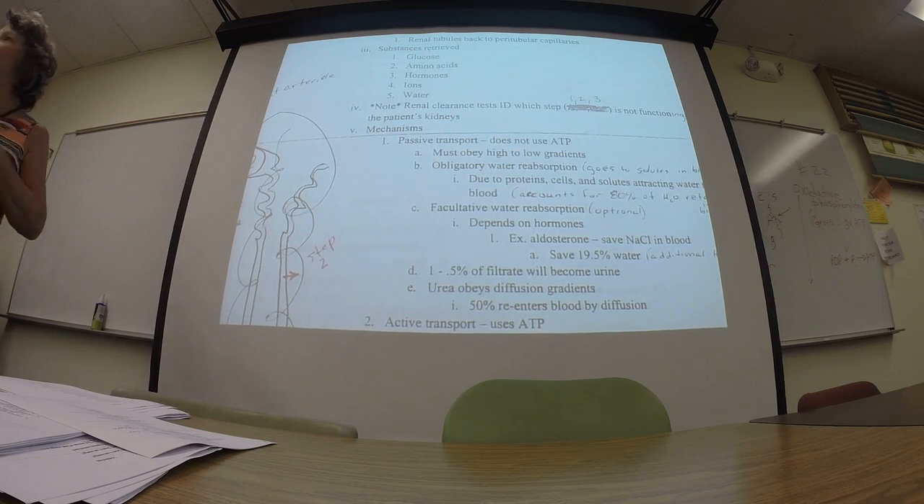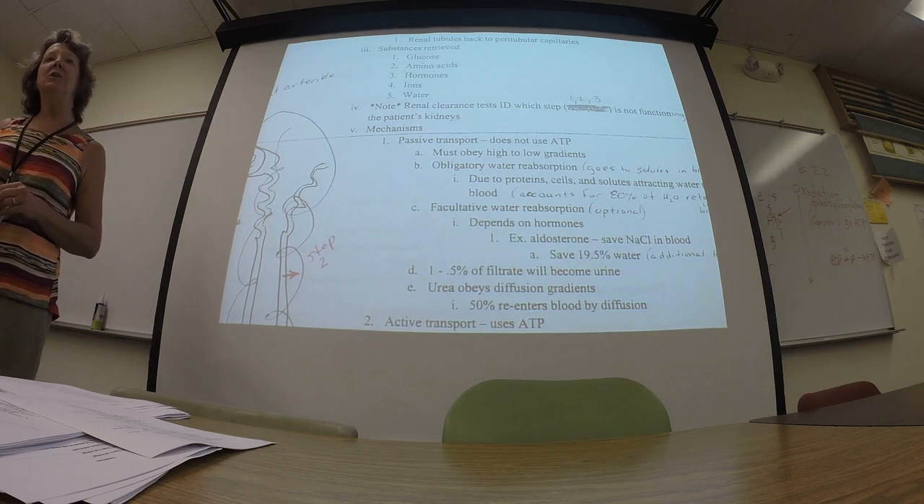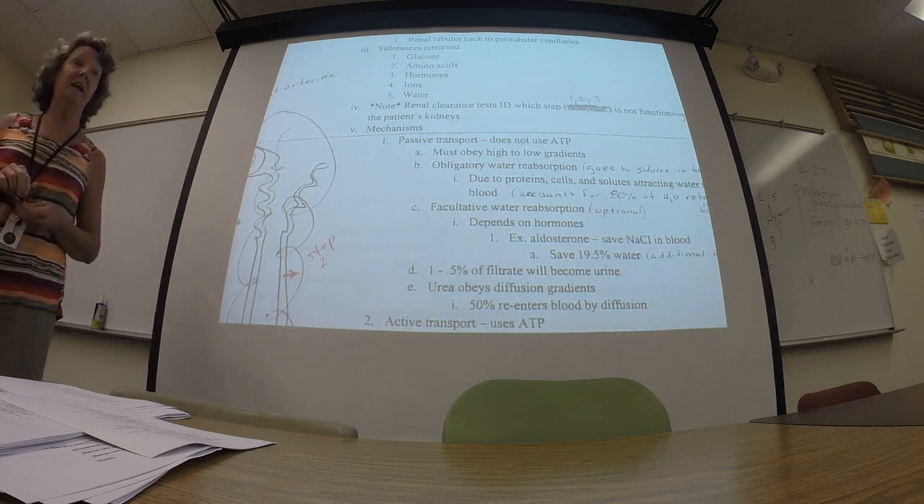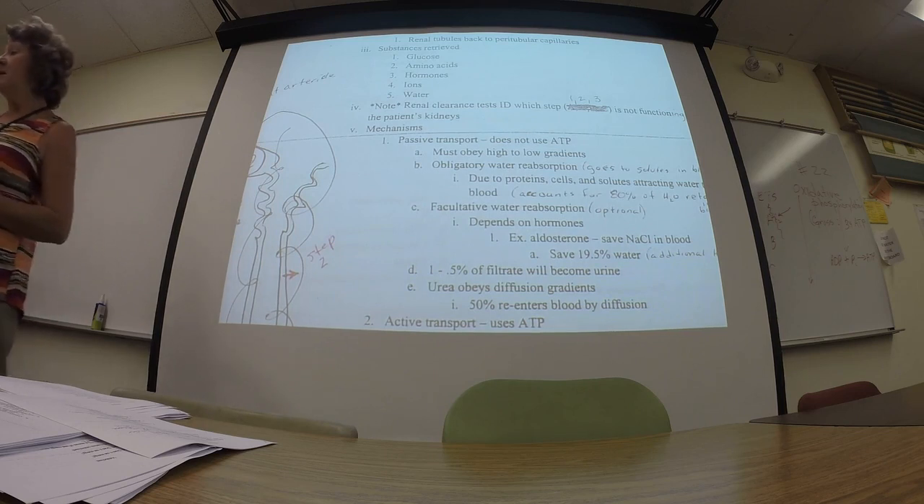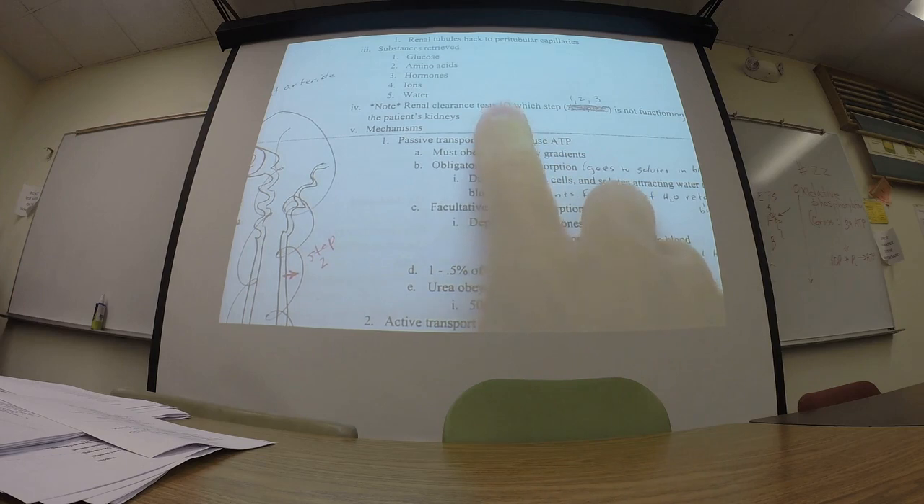And so they'll pick a different metabolite or mineral or whatever in each of the various steps to prove which thing you're not taking care of properly. Okay? That's what's called renal clearance tests.